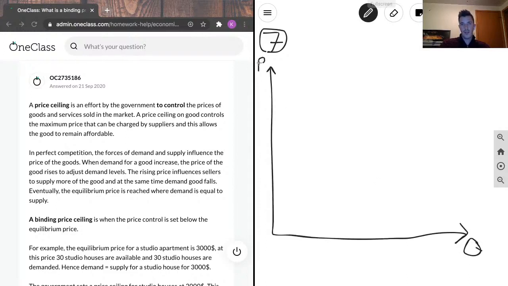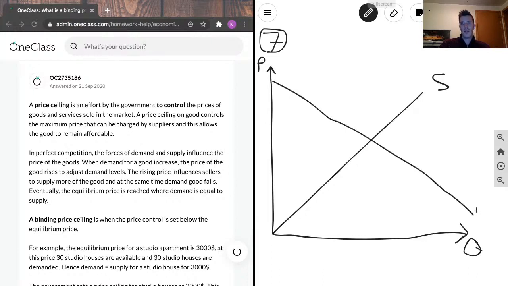So we essentially start off drawing this like any other market. We've got Q on the x-axis, P on the y-axis, and we've got our equilibrium quantity denoted Q star. And we've got our equilibrium price. We will denote that P star.